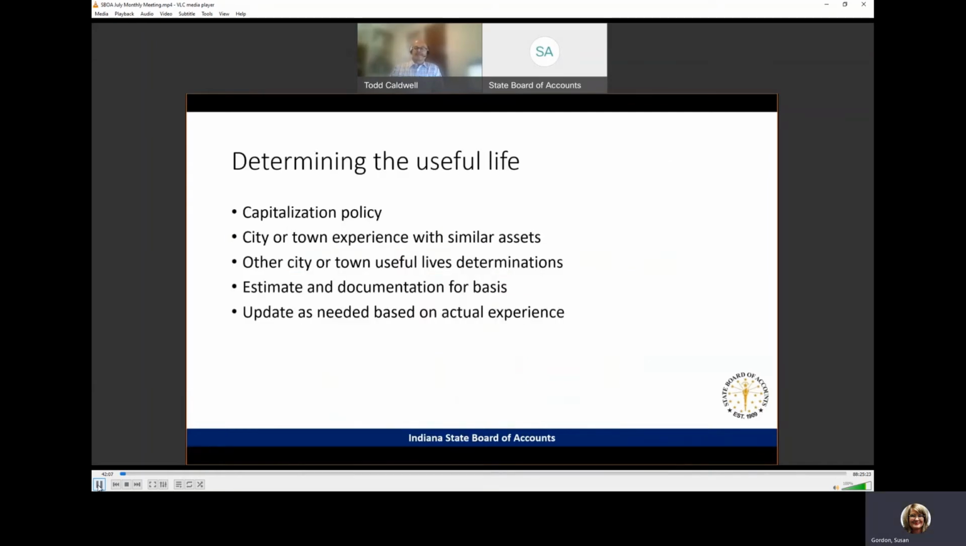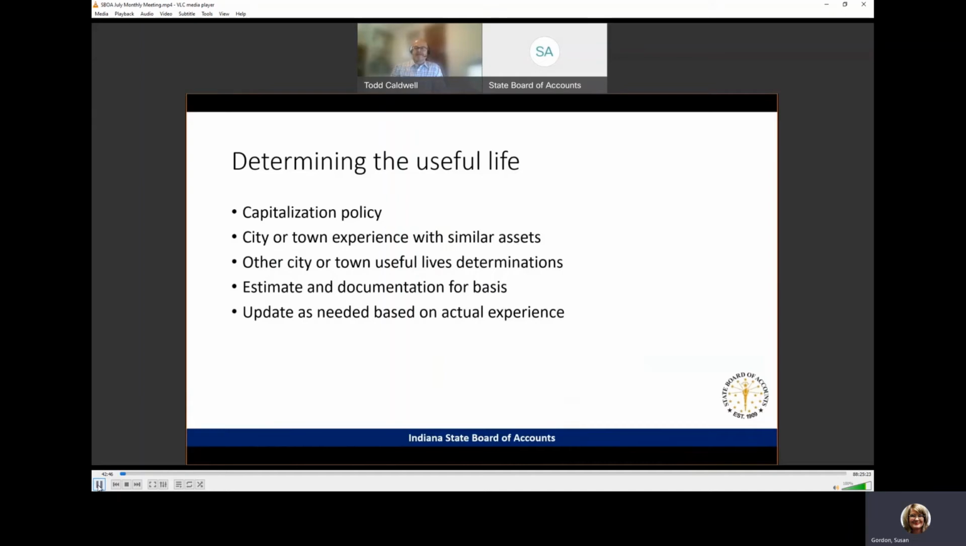Once you have the asset listed with the acquisition date, description, and acquisition costs, you need to assign the useful lives. We've already discussed some ideas for useful lives for the various categories. However, remember, there's no absolute answers for this. It's an estimate of how long that asset's going to be useful to your city or town. It can be helpful if there is a range set out in the capitalization policy to set the guidelines for various categories, as I mentioned before. However, your own experience with similar assets is going to provide very useful information.